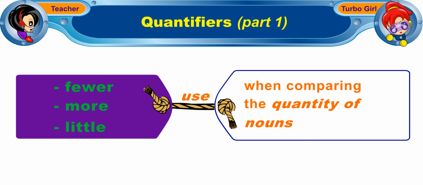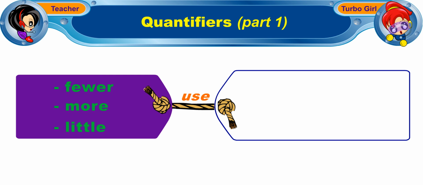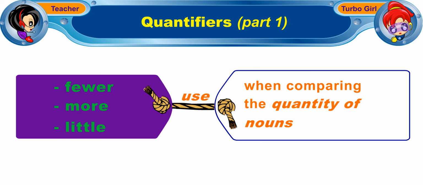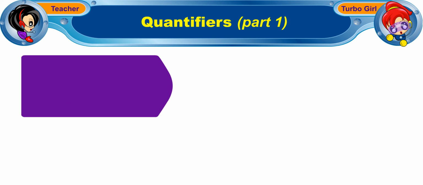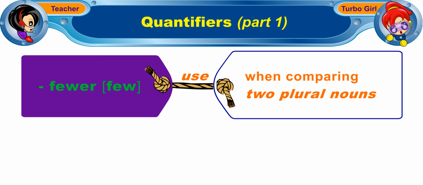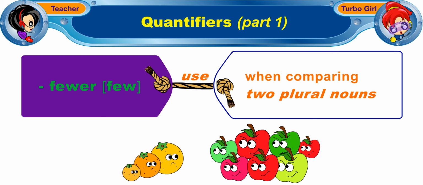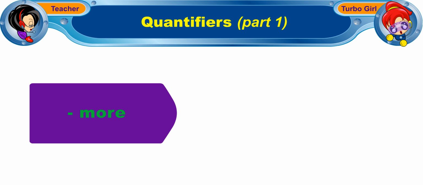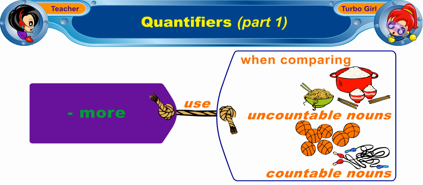We can use fewer, more, and little when we are comparing the quantity of nouns. We use fewer when we are comparing two plural nouns to show that the quantity of one noun is lesser than the quantity of the other. Lastly, we use more when we are comparing uncountable or countable nouns to show that the quantity of one noun is bigger than the quantity of the other.